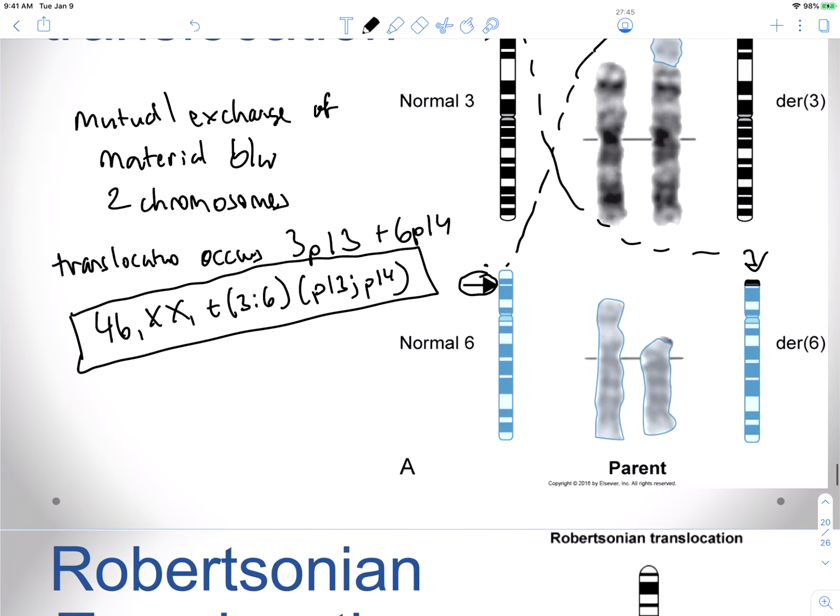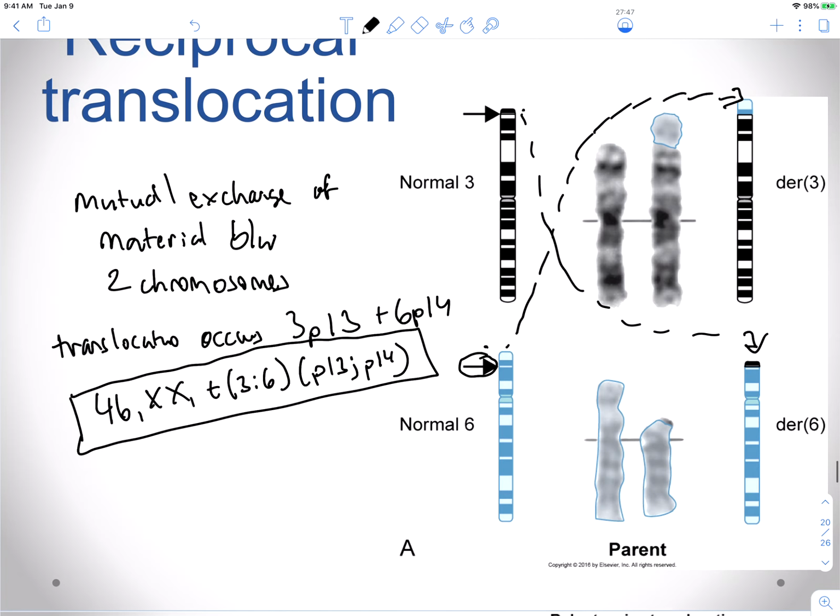Now for a reciprocal translocation, the offspring can be normal, can carry the translocation, or can have duplications and deletions of material.